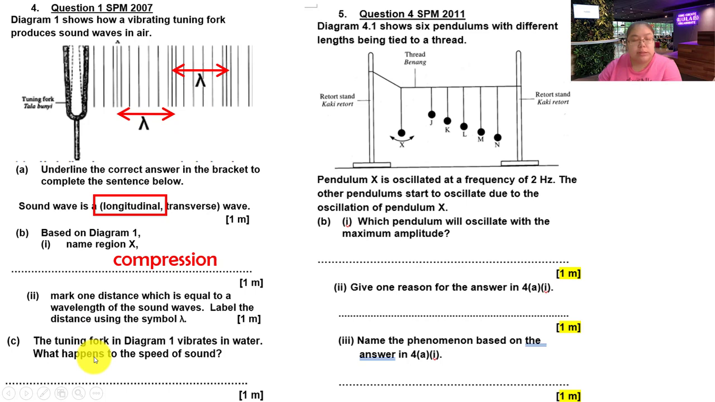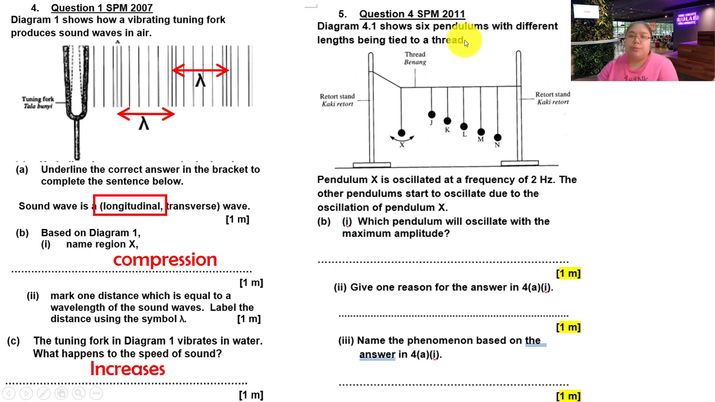Okay, now we go to C. The tuning fork in diagram 1 will vibrate in water. What will happen to the speed of the sound? Remember, sound travels faster in a solid compared to a gas, because of the arrangement of molecules. So this one happens in A. Now if I put it inside the water, it should be better, right? So the speed will increase. They will transfer the sound faster.